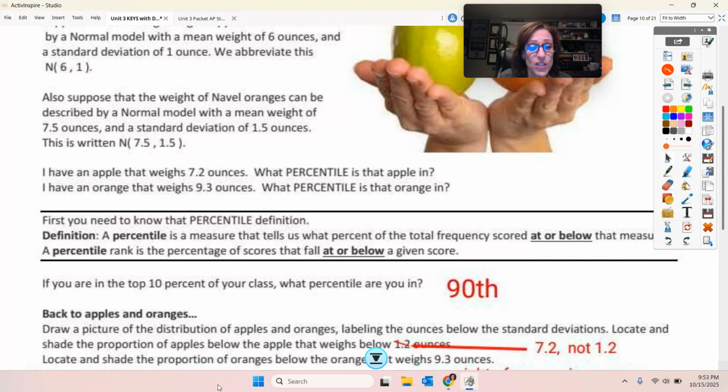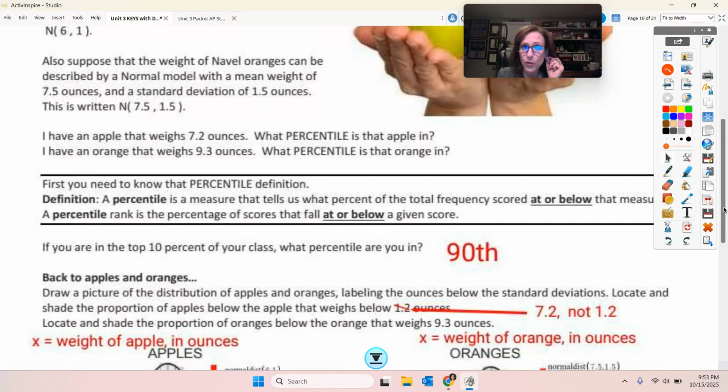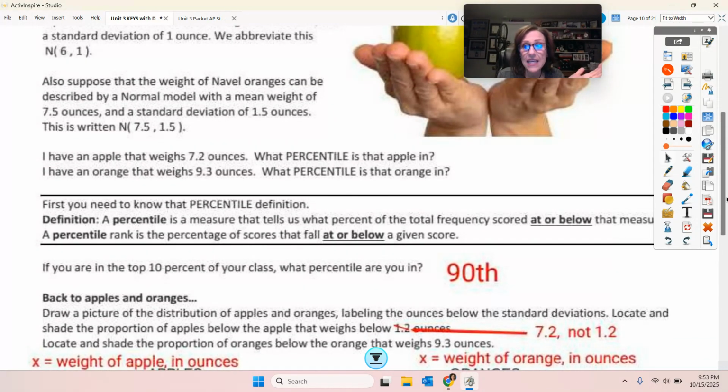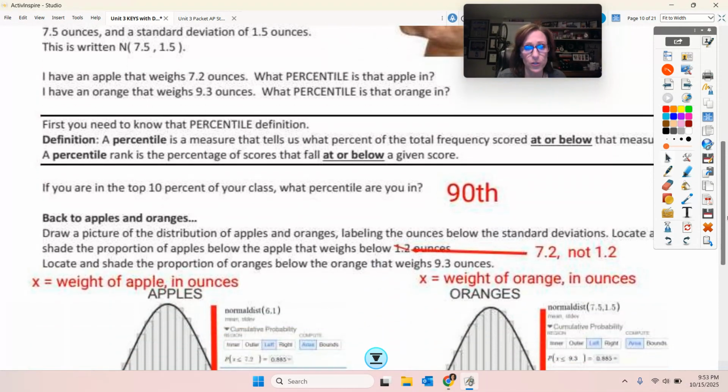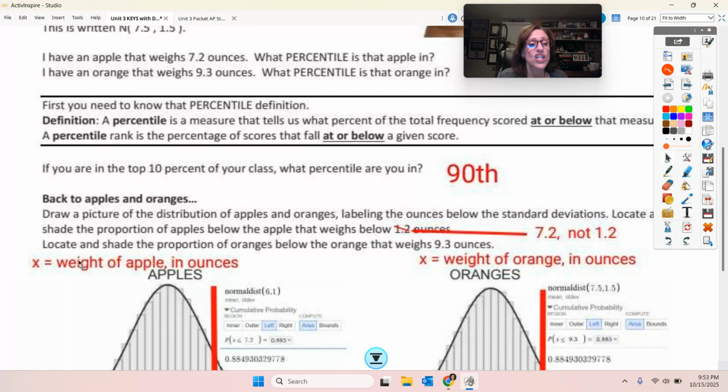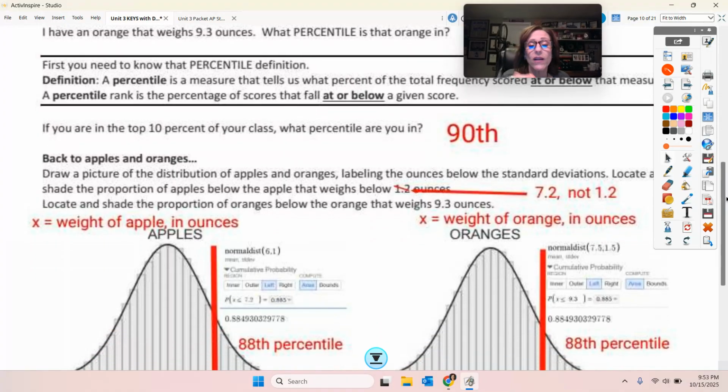If you're in the top 10%, then guess what? You know you are in the 90th percentile, because percentile is how much is at or below you. Okay, percentile is how much is at or below you. If you're in the top 10% of your height, then you are taller than 90% of your peers.